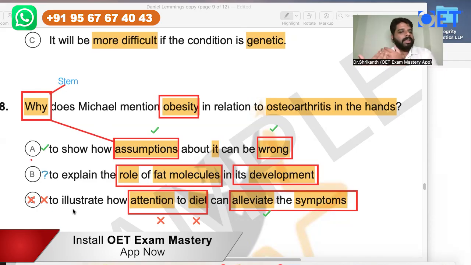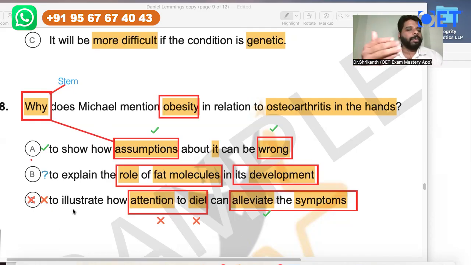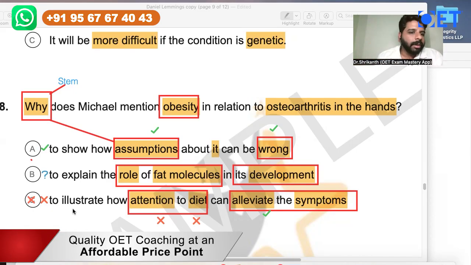Now you're stuck with A and B. If you're able to eliminate C, now you have a 50-50 chance. If you're lucky, you may choose option B and it will be the right answer. So this is how you should bring in the elimination strategy. Now I'll play the audio once again.